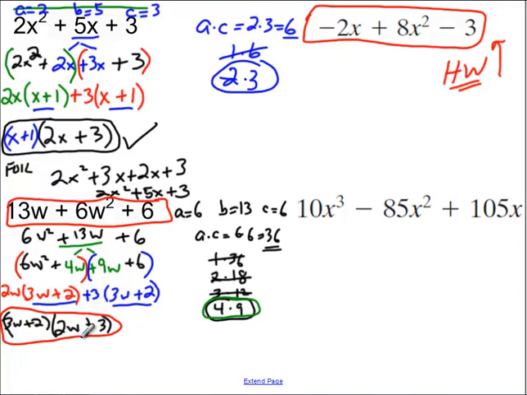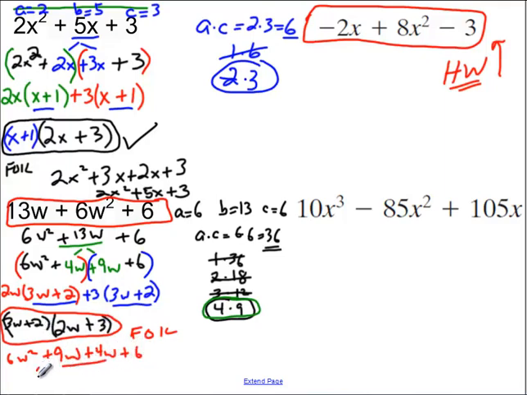So we go back and we FOIL to make sure that we've got our correct factorization. So we start with first terms. 3w times 2w gives us 6w squared. Outside terms, 3w times 3 is plus 9w. Inside terms is plus 4w. Last terms, 2 times 3 is plus 6.